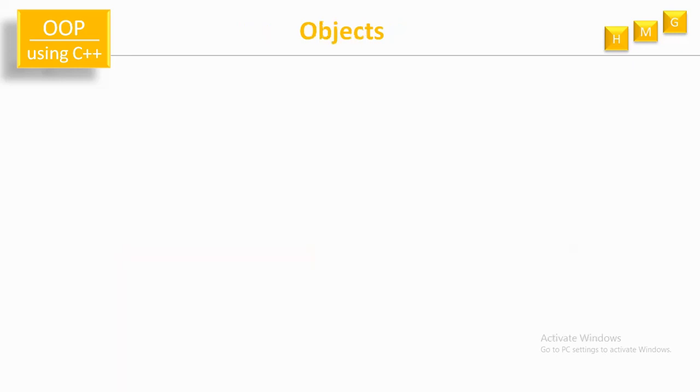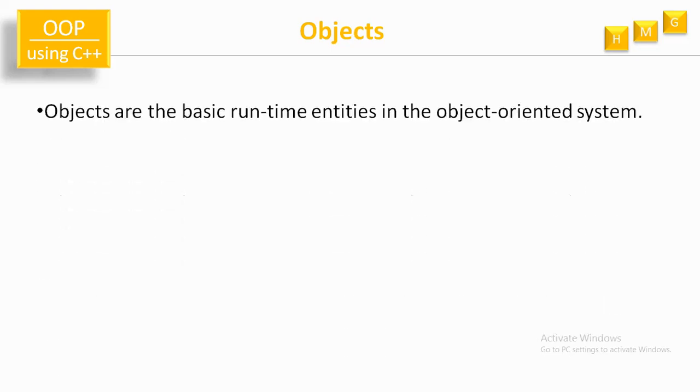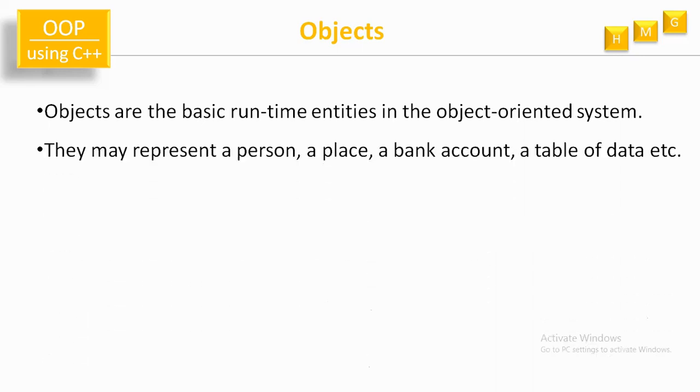First, let us see objects. So objects are the basic runtime entities in OOP. Whenever we are writing an object-oriented program, the object is the basic entity. The object may represent entities such as a person, a place, a bank account, a table of data, a book, a student, or an item in a store.